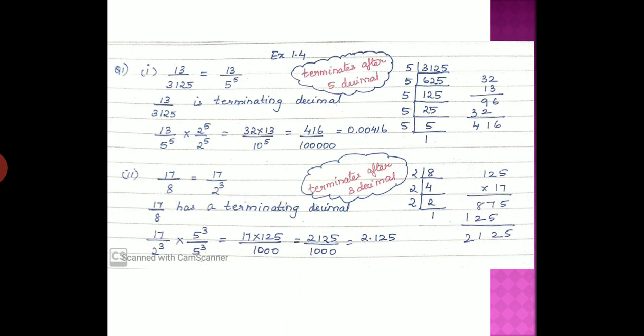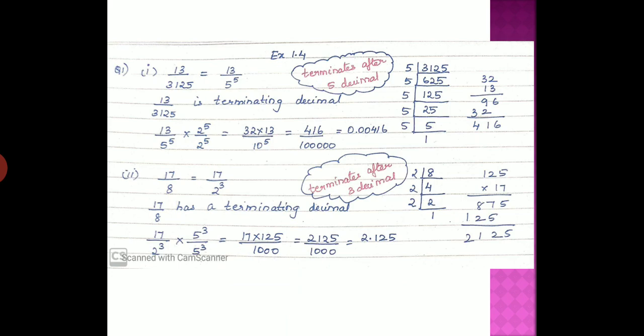So how many 5s are there? That many 2s we multiply and bring 10. Okay, 5 power 5 is there, so we multiply 2 power 5. So then it will become 10 power 5. Okay, so when I multiply, I should divide. So 2 power 5, 2 power 5. So numerator 13 into 2 power 5, which is 32, we get 416. So we get 416 divided by 10 power 5, which is 1 lakh.